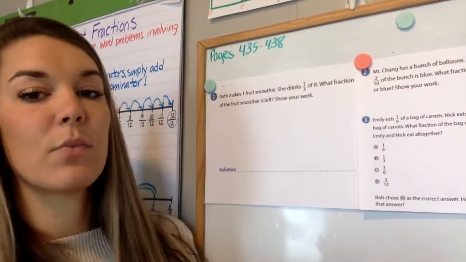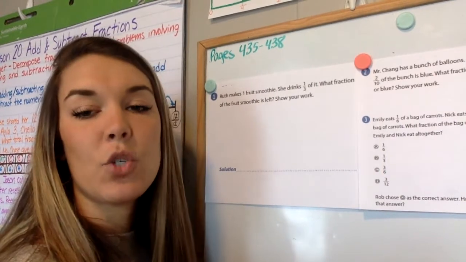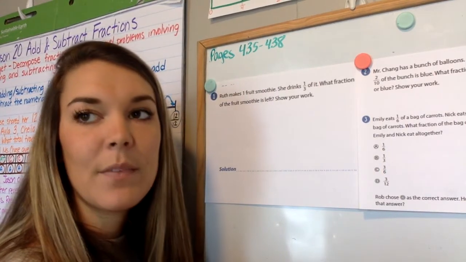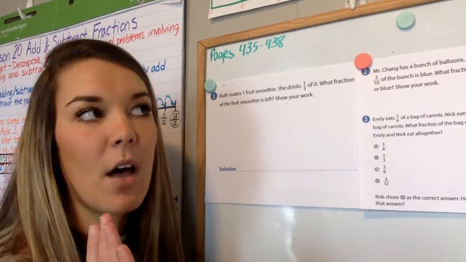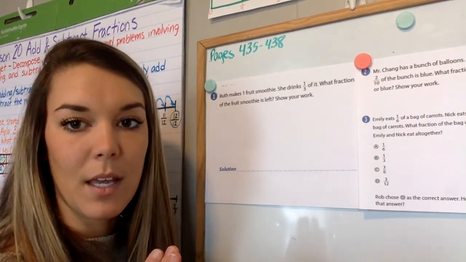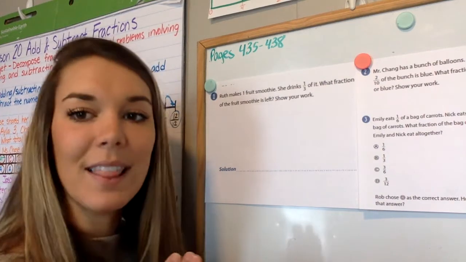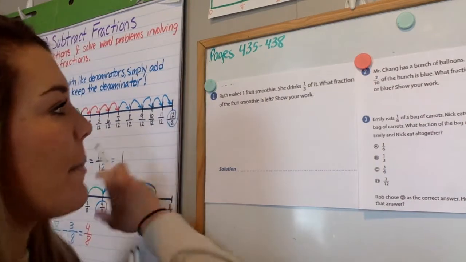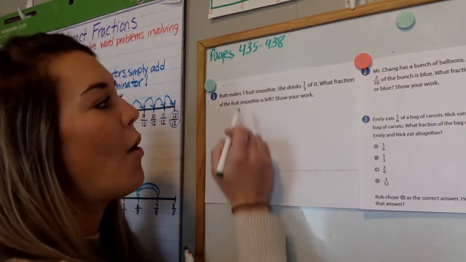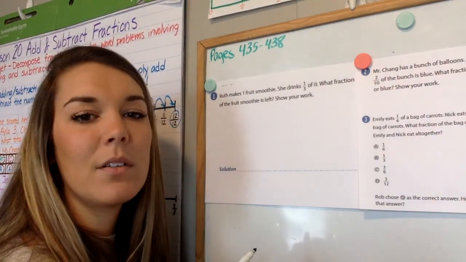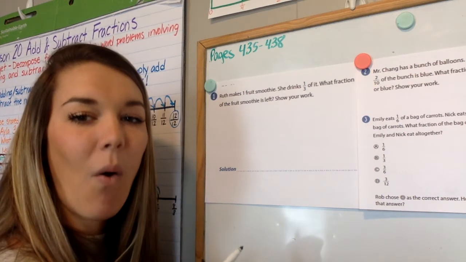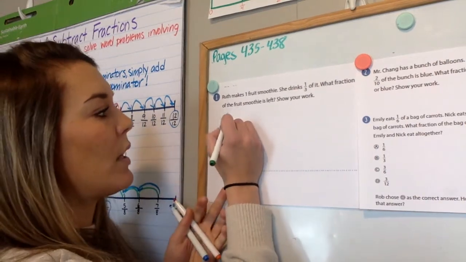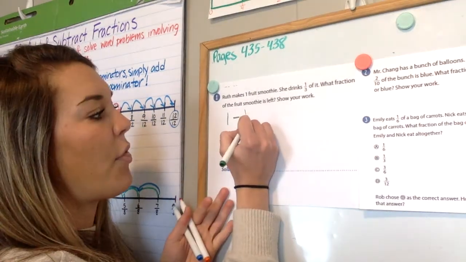So number one says, Ruth makes one fruit smoothie. She drinks 1/3 of it. What fraction of the smoothie is left? So, always with word problems, I want to ask myself, what is this question asking me? It's asking me what is left. That means I need to subtract. So, what is the big number she's starting with? 1. So, I need to do 1, and I'm taking away 1/3. So, I'm doing like 1 minus 1/3.